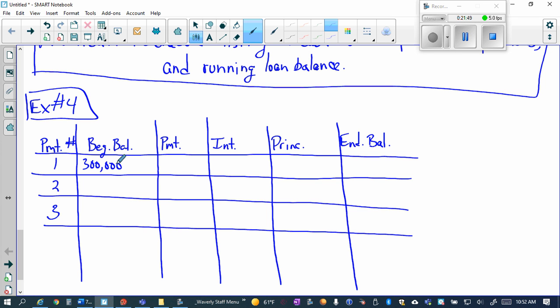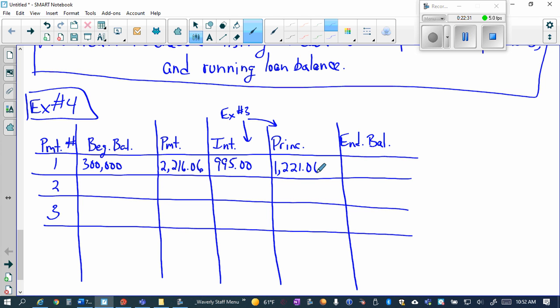And we already know from example 3 that the payment was $2216.06. And then the interest, and again, we did this in example 3 for the first one. That was our $995 in interest. And then the principal, of course, we did that in example 3, right? That was $1221.06. Okay, well, so here comes the only new part to that.